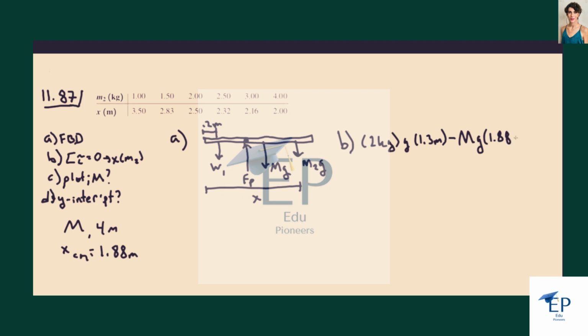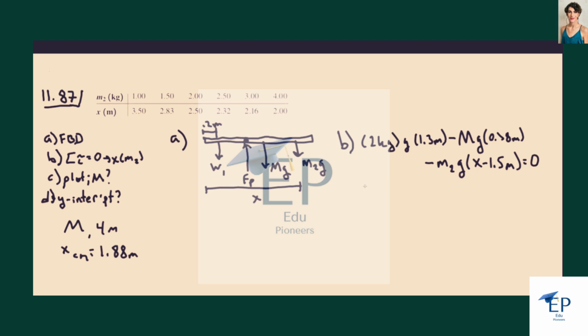The center of mass is 1.88 meters from the left-hand side, so it's 0.38 meters from the pivot. And this will have the second mass subtracted from it, times x minus 1.5 meters, because x is from the left-hand side, but we're measuring from the pivot. This all needs to equal 0.